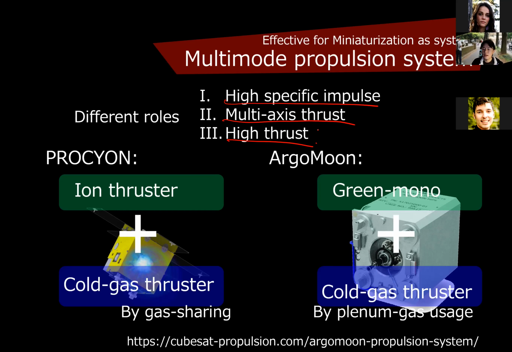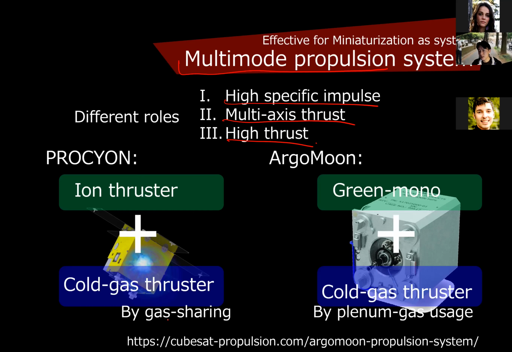Then this multi-mode propulsion, or unified propulsion concept, becomes very effective. By sharing some components, we can reduce the total mass or volume. In the case of PROCYON, we combined an ion thruster and a cold gas thruster by sharing the gas.